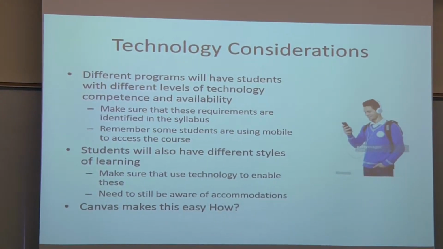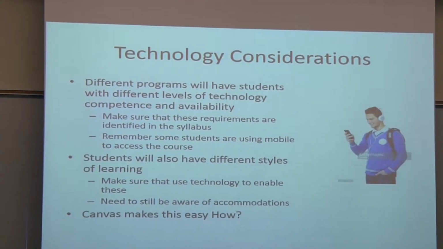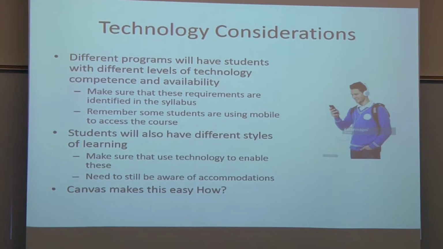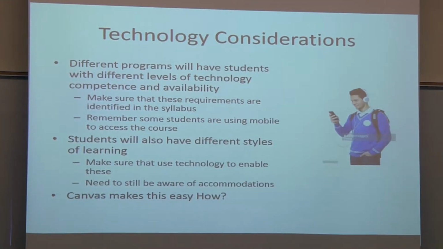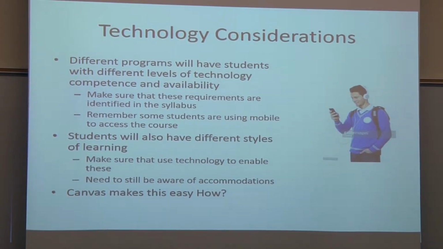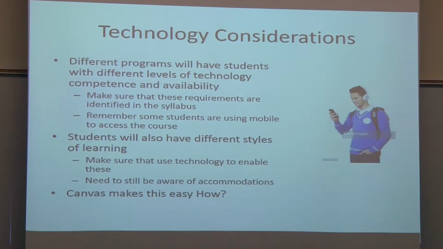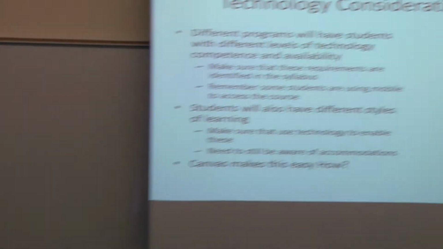Technology. Okay, so we know that Canvas has a lot of technology within it. We know that it has the ability to do audio. It has the ability to do video. But it also has the ability to import external types of things. So you can add your WordPress. You could bring in Twitter. You can bring in other types of software that might be appropriate for your course.